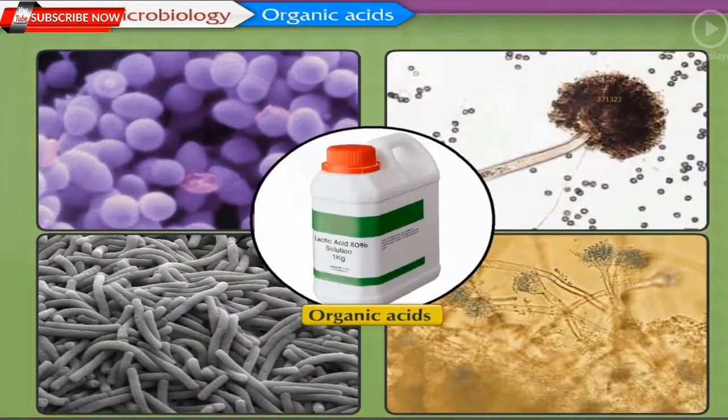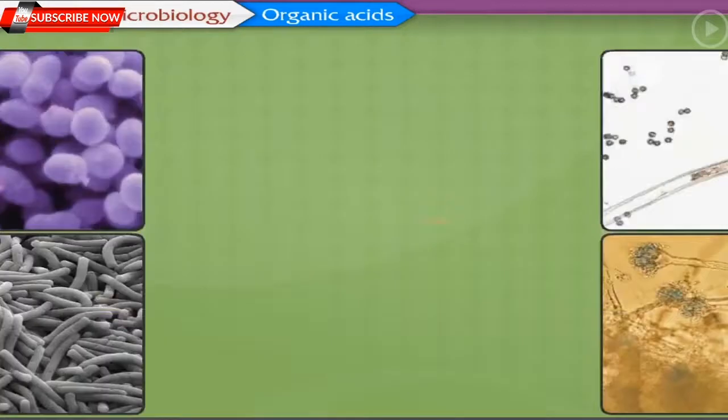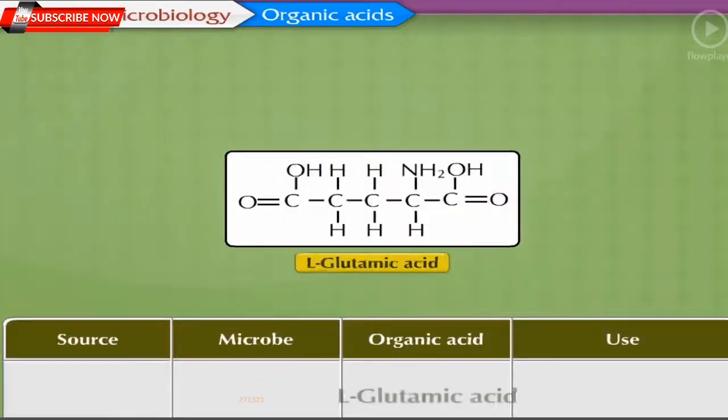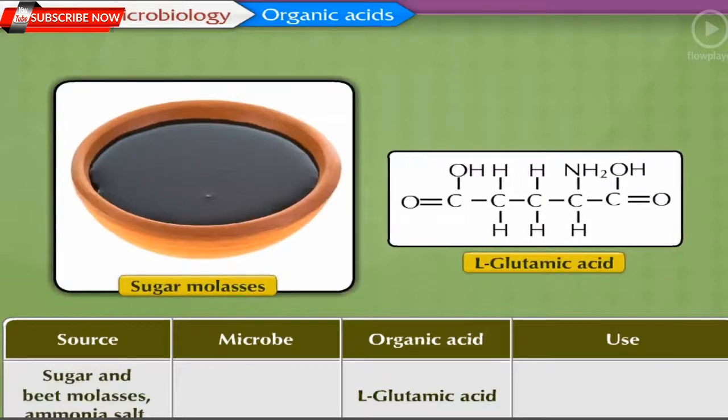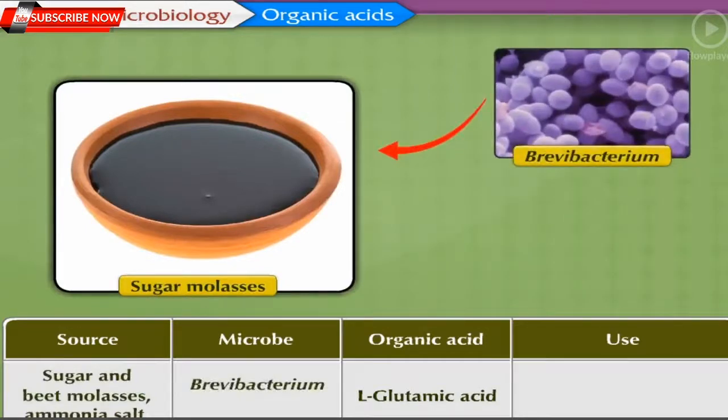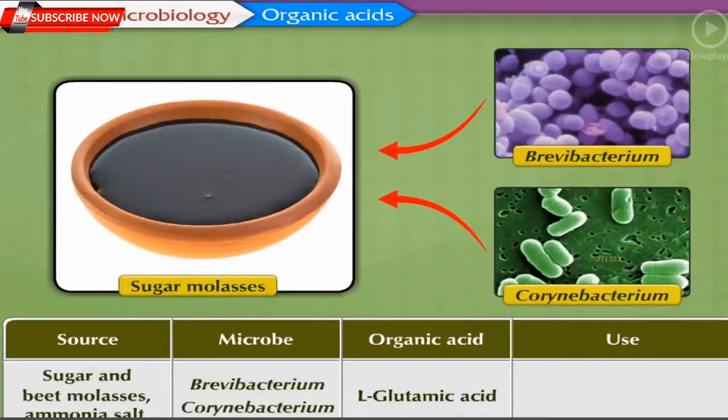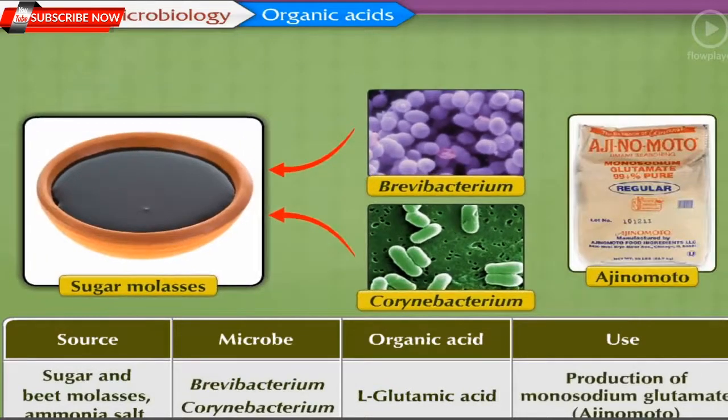These organic acids are used in the production of various commercial products. For example, the organic acid like L-glutamic acid is produced during the process of fermentation by using substrate like sugar and beet molasses, ammonia salt by microbial activity of Brevibacterium and Corynebacterium. This acid is used in production of monosodium glutamate, that is Ajinomoto.